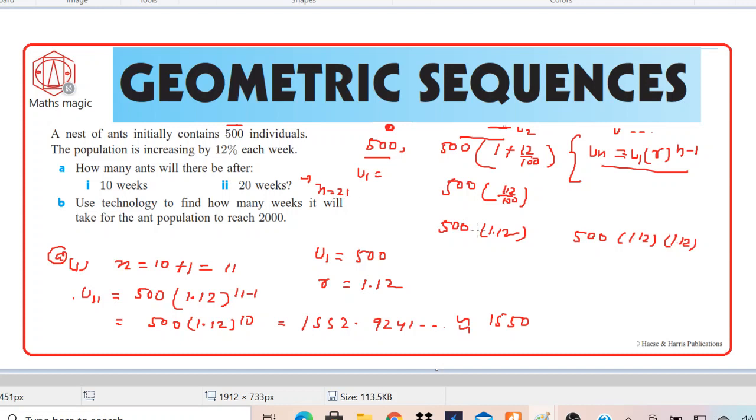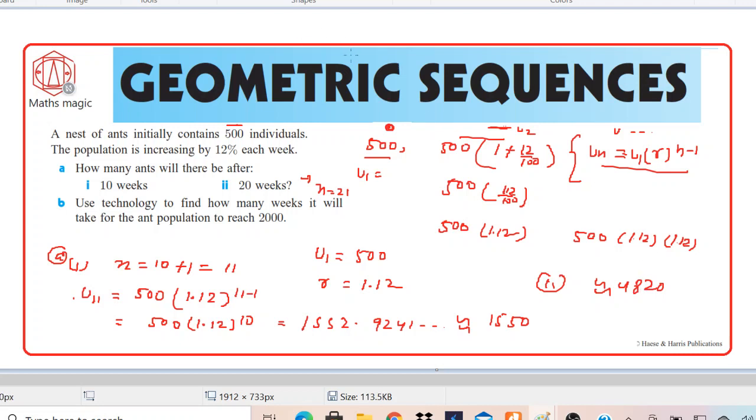You can try this part yourself and I'll give you the answer. The approximate answer for the second part is going to be 4820. If you are not getting this answer, you can contact me, I'll get back to you for sure.